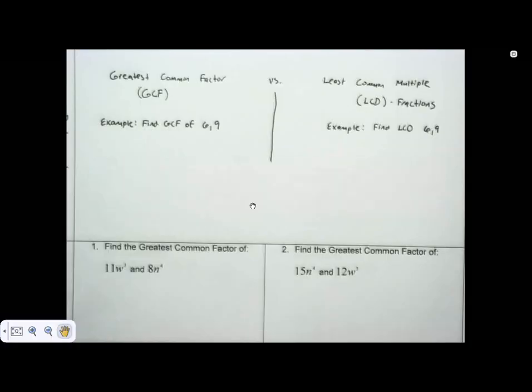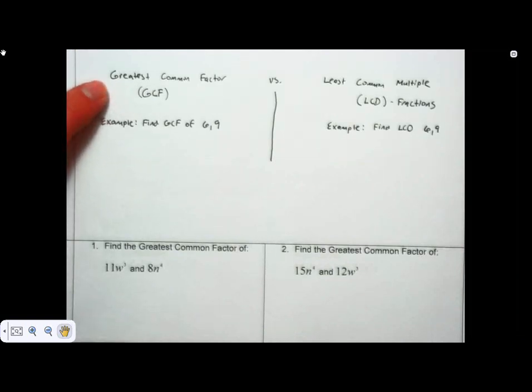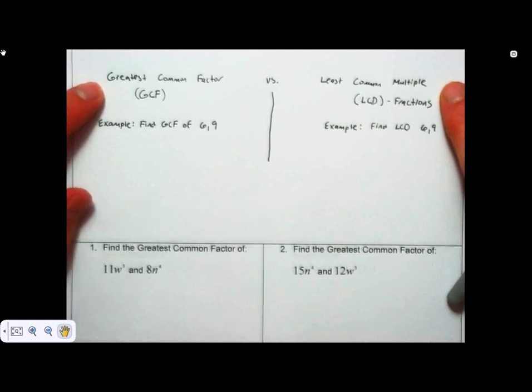Welcome. In this video, we'll be taking a look at how to find the greatest common factor of two monomials. So, to begin, I want to discuss the difference between a greatest common factor and a least common multiple, because these two concepts are oftentimes confused with one another.